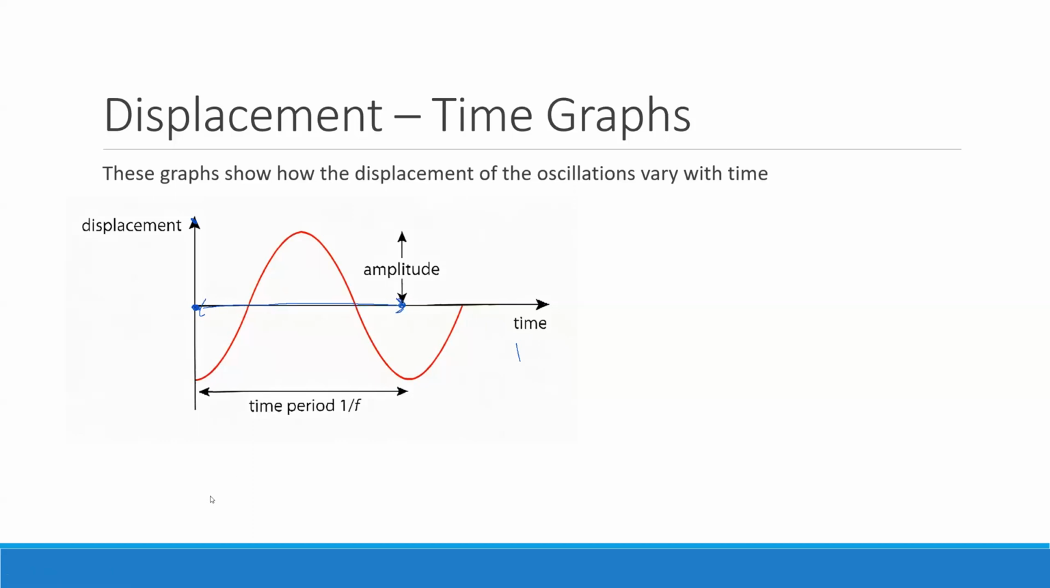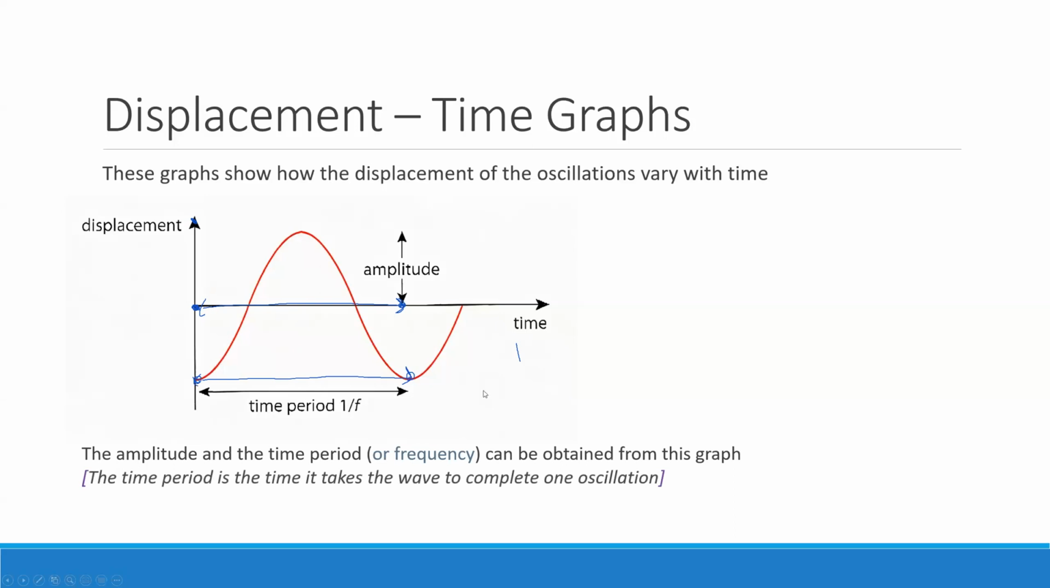So the graph will tell me the time it took to complete that one oscillation, the time it took to start here and then repeat over here. Therefore, I could deduce, or I could extract, the time period from the graph. So the two things we get from this graph are the time period and the amplitude.